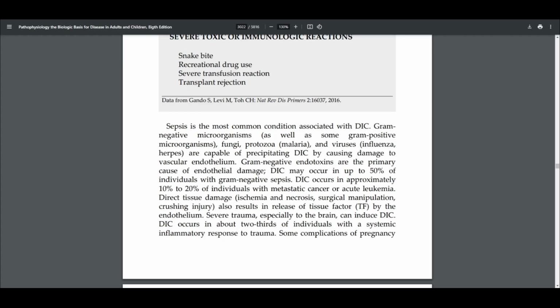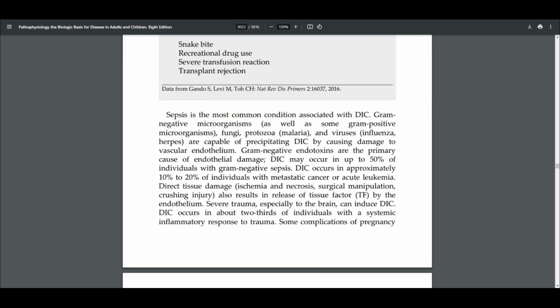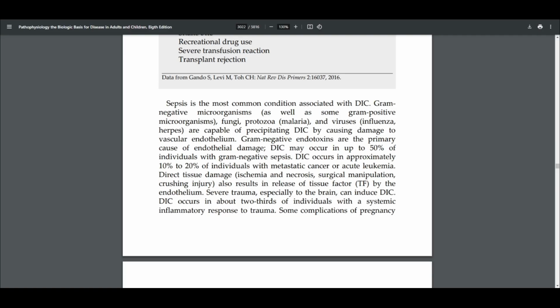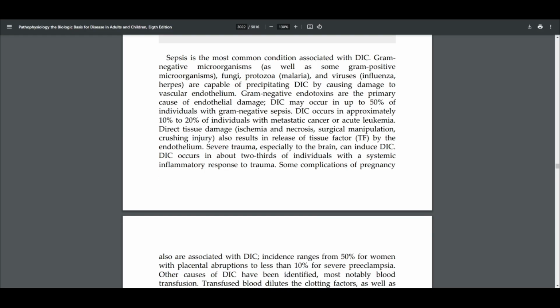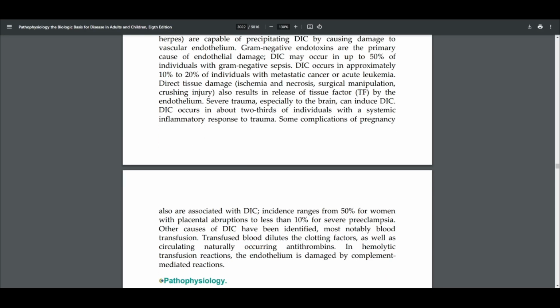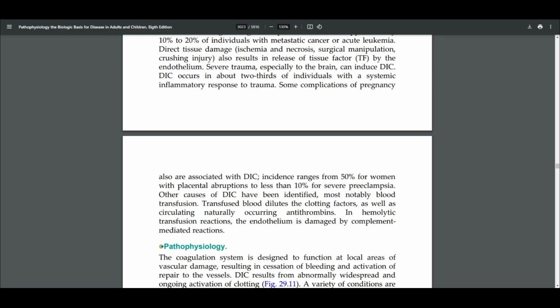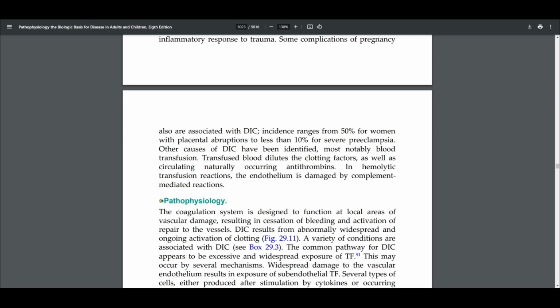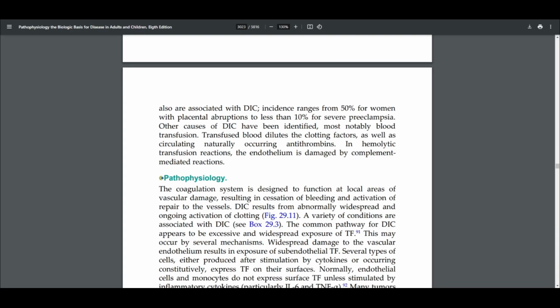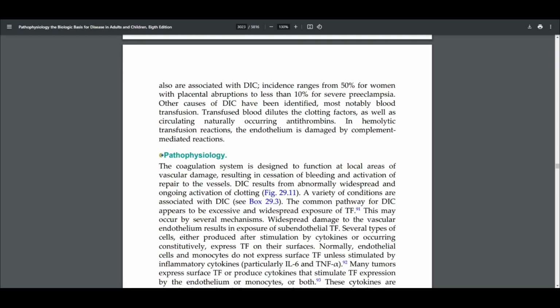Direct tissue damage also results in the release of tissue factor by the endothelium. Severe trauma, especially to the brain, can induce DIC. DIC occurs in about two-thirds of individuals with a systemic inflammatory response to trauma. Some complications of pregnancy also are associated with DIC. Incidence ranges from 50% for women with placental abruptions to less than 10% for severe preeclampsia.